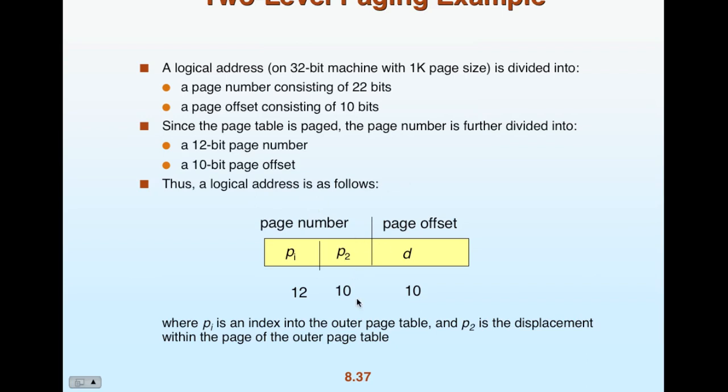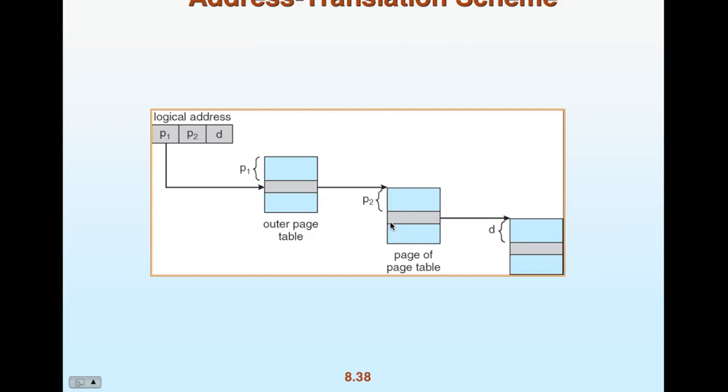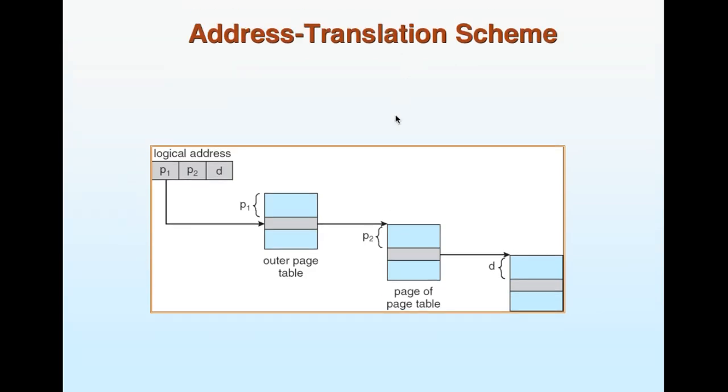So we have a displacement, we have a page number, and we have page number 2, number 3, and a page offset. So the information is basically kept in a hierarchy and divided out per process. In terms of the address translation scheme, it would go from the outer page table into the inner page table.